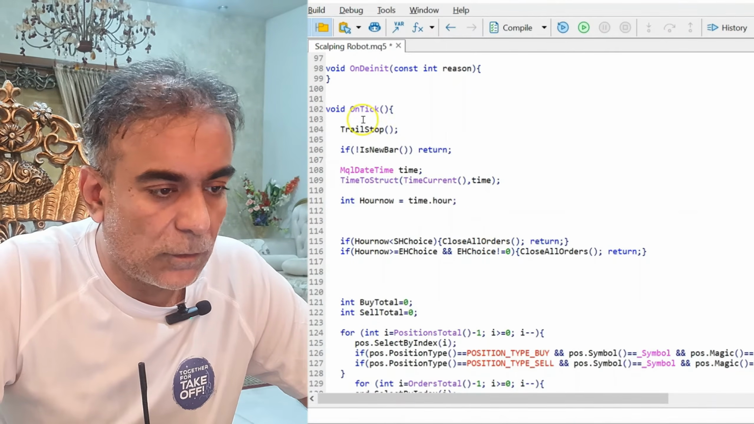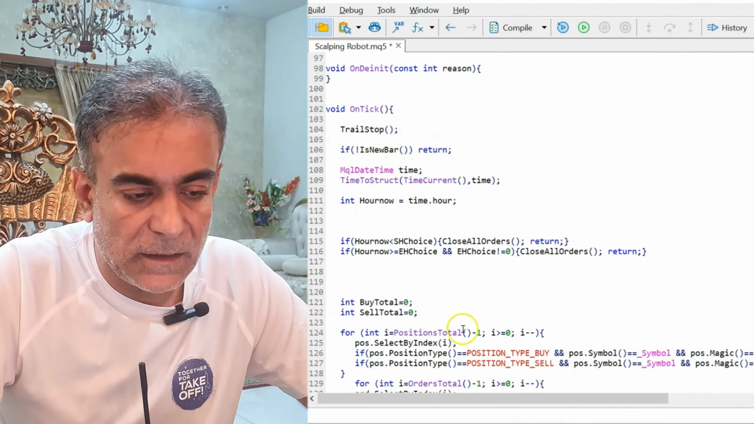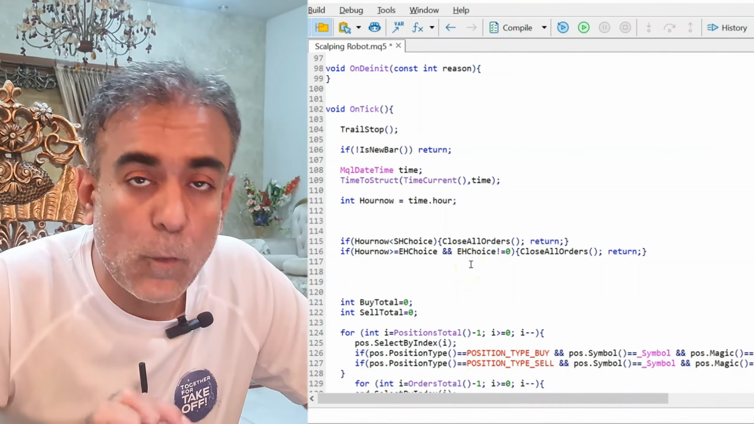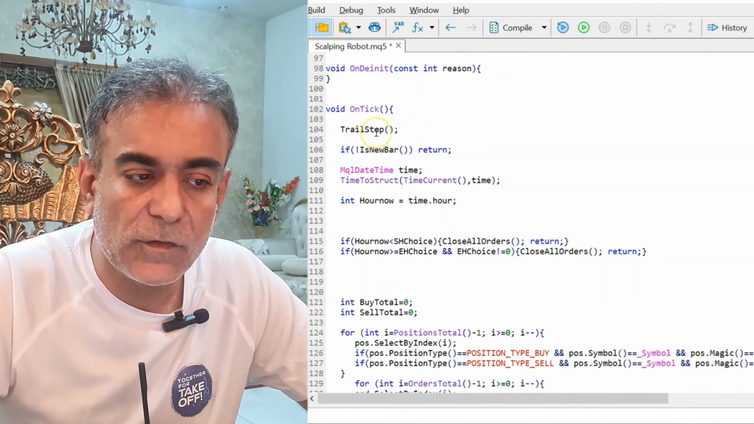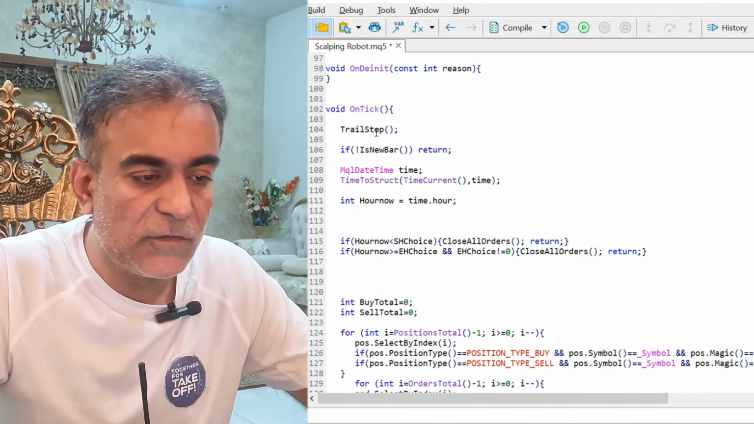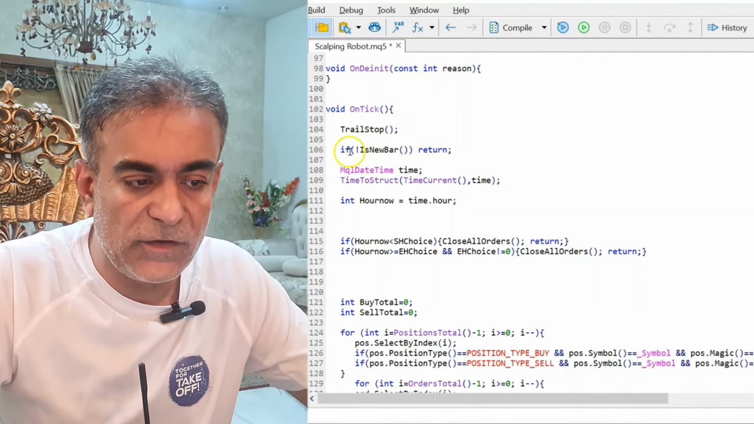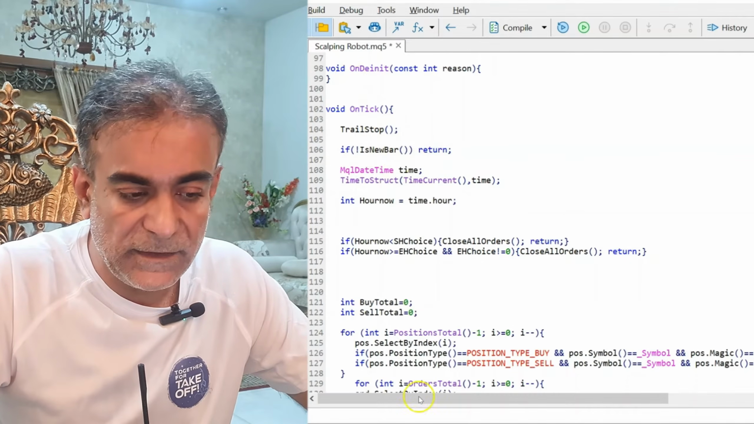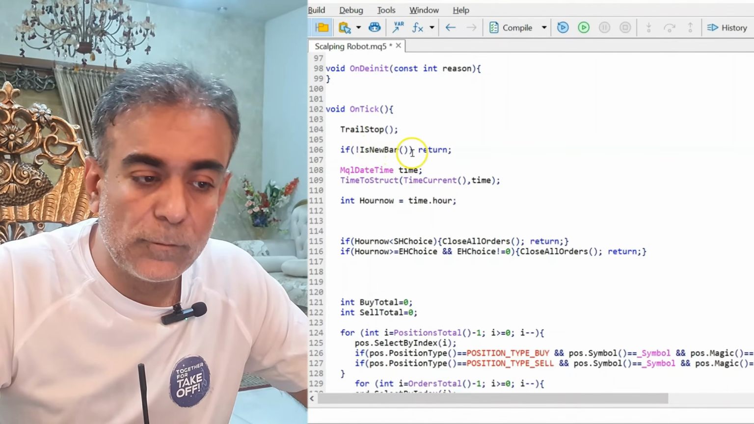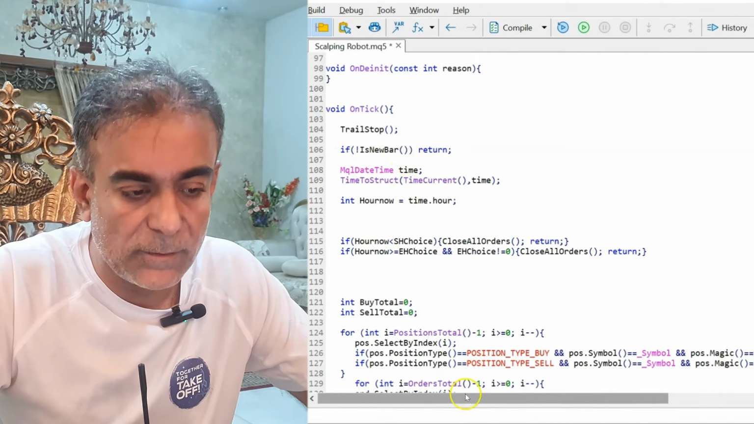Then we go to the onTick function. So this is our new bar section. Everything written underneath is going to be run on the opening of every new candle, and all the code above this is going to be triggered on every tick, because the system is going to come here on every tick. It will do whatever is here, then it's going to check whether it's a new bar. And if it's not a new bar, it's going to exit, so nothing is going to be done. Only on a new bar, everything below this code line is going to be run.